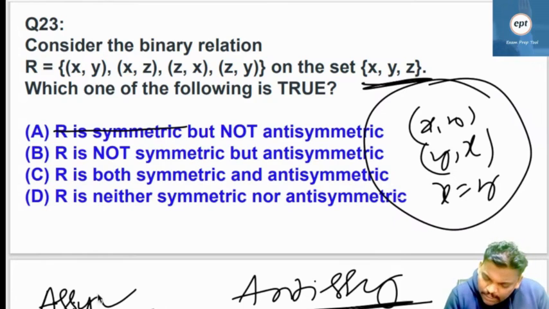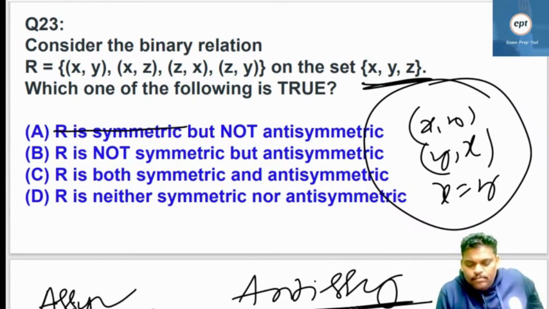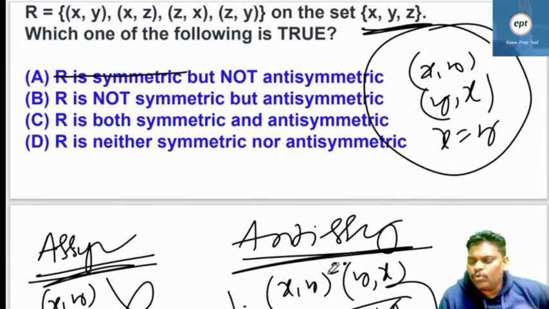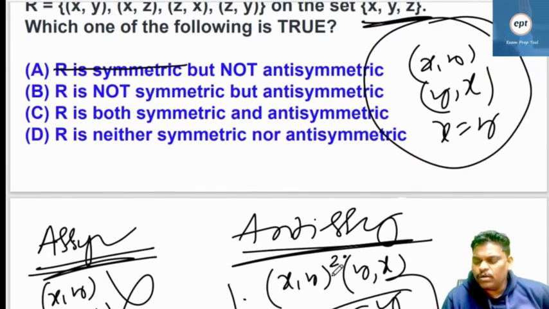For asymmetric, if xy is there, then yx cannot be there. But what is the meaning of anti-symmetric? If xy is there and yx is also there, then x is equal to y. If 1 is there and 2 is there, then 3 should happen. Right, everyone knows. If anyone has a small doubt, check one time.